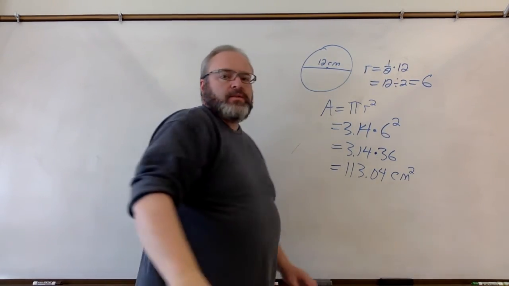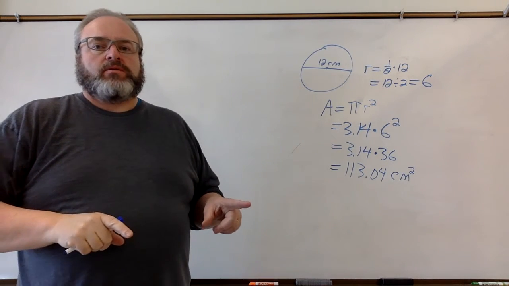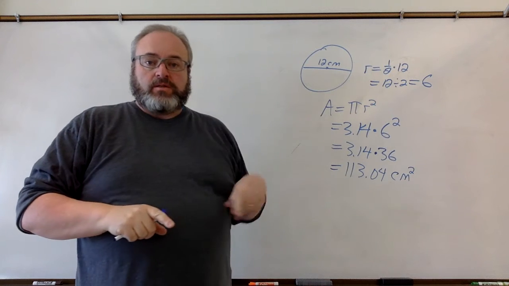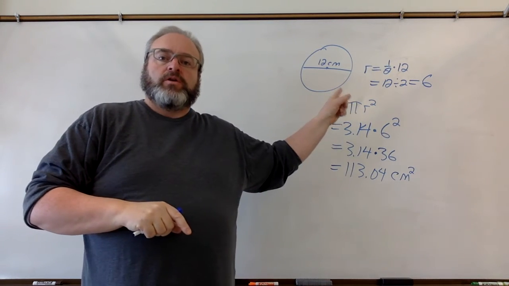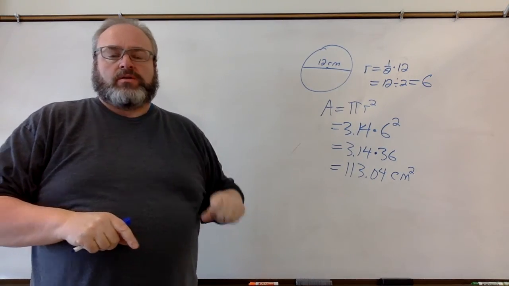So one of the keys to getting area of circles correct is to recognize whether you're given the diameter or the radius, like in the previous problem. If you're given diameter, divide the number in half first, and use that number as the radius.